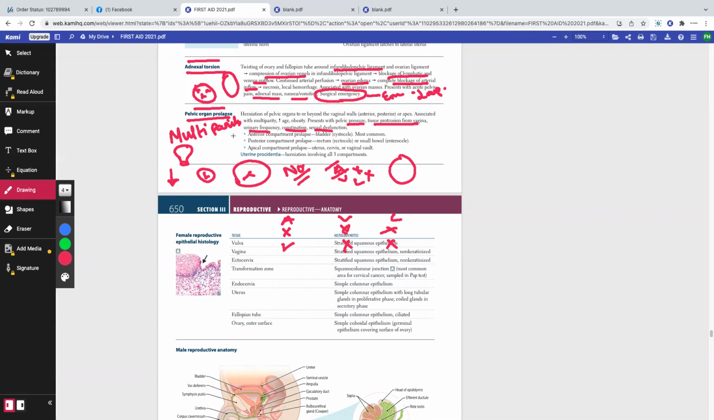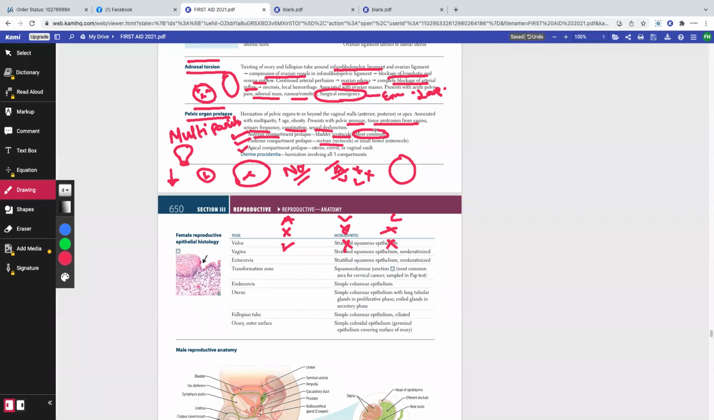Now, there are ways by which the uterus might come down. If it comes down from the anterior compartment, we usually call this cystocele, which is the most common, right? If it comes down to the posterior compartment through the rectum, we call this rectocele. Or sometimes herniation could happen apically, and it can present as a bulge. So this is called apical compartment prolapse. That's not very high yield.